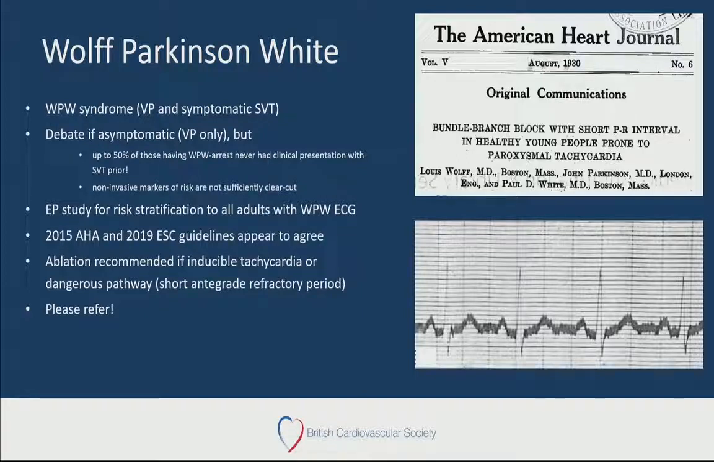The current thinking is that the number of patients that have a WPW arrest is small, but 50% of those that do have it have never had an SVT before. And we know that non-invasive markers of risk are not sufficiently clear-cut. So actually, the current thinking nowadays, as the guidelines would agree, is that there should be an EP study to risk stratify these patients, at the very least, if you have asymptomatic WPW. And of course, if you have inducible tachycardia, these patients should be referred to EP doctors for curative treatment.